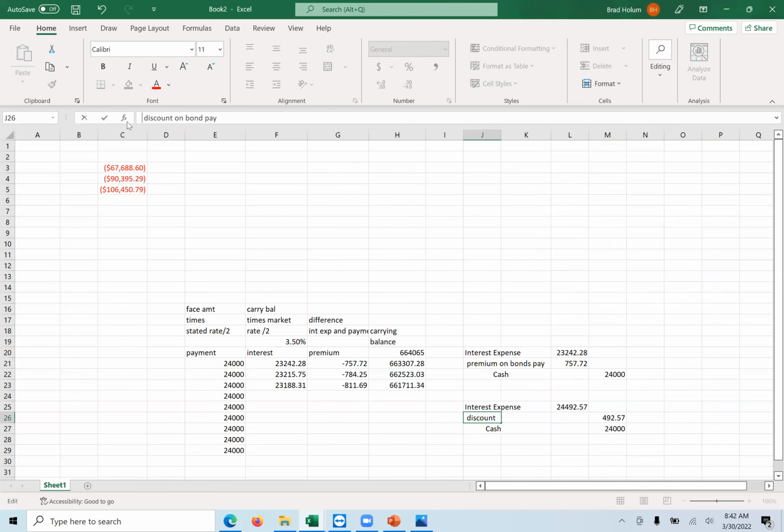The second time will show premium on the bond payable. Interest expense here is 23,215.75. The premium is 784.25, and the cash is 24,000.